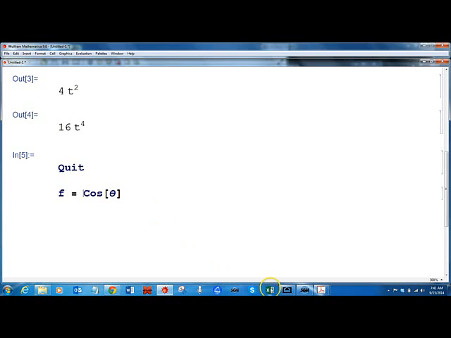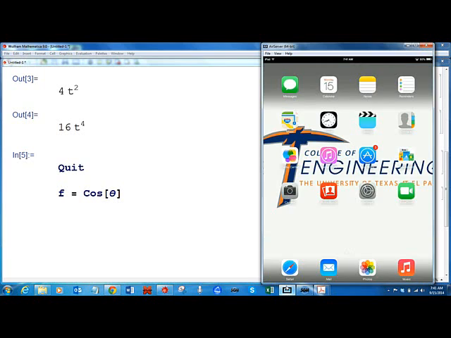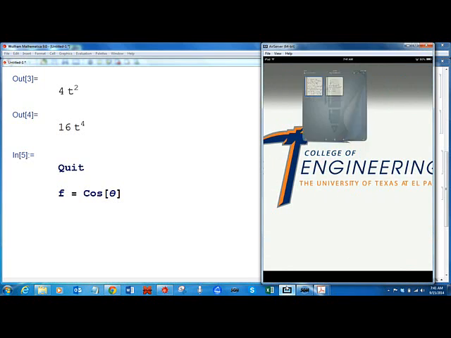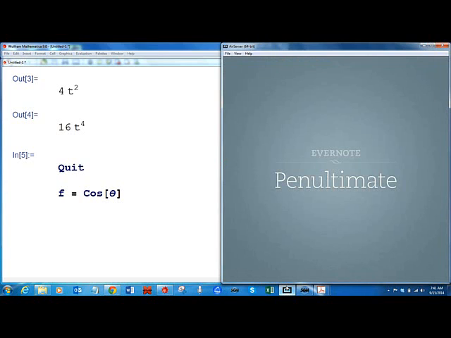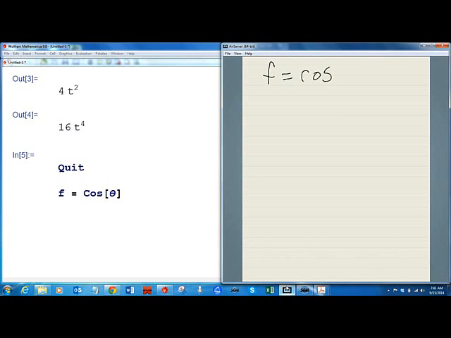Okay, so I'm going to see if I can get my iPad up. Okay, so here's my function. f equals cosine of theta. And theta is a function of time, so it changes. And I'm looking for the derivative. Okay, chain rule says you want df/dt.